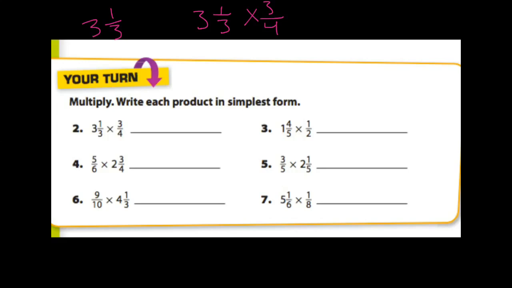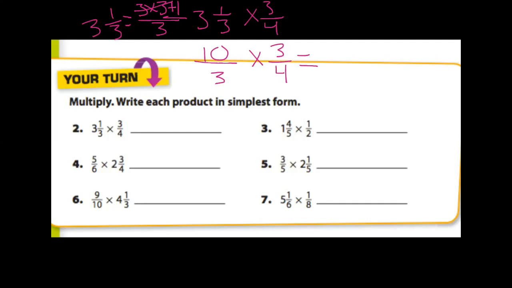So I know that I can do 3 times 3 and then add whatever my answer is, the numerator, which is 1, and put it over the same denominator. So 3 times 3 is 9. Put a line through it. 9 plus 1 is 10. And then I put 10 over 3. And I'm going to multiply that by 3/4.